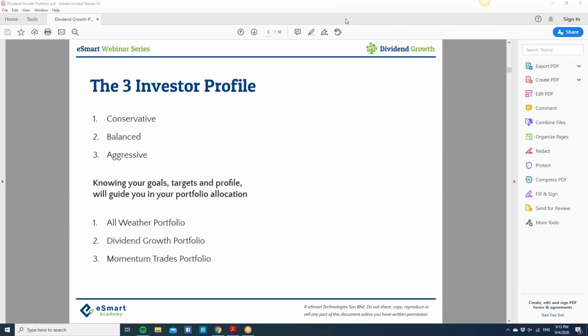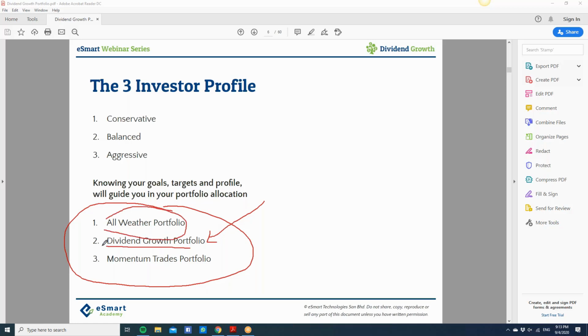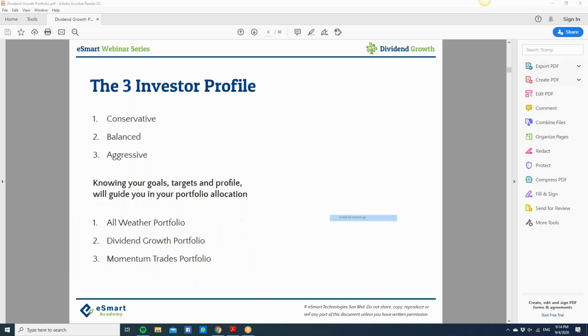In today's sharing session, I'll share with you how you can understand these 3 categories of portfolio. The majority of it will be under dividend growth, which means most of the time today we spend sharing and discussing dividend growth. But I also like to talk a little bit about the all-weather portfolio, and a very short one on momentum trades. Because of different profiles, your portfolio allocation will be slightly different across these 3 as well. So we'll definitely talk about all 3, but the focus is on dividend growth for today.